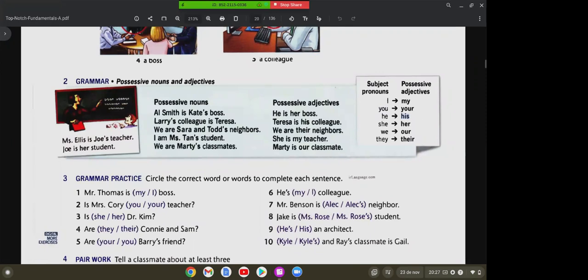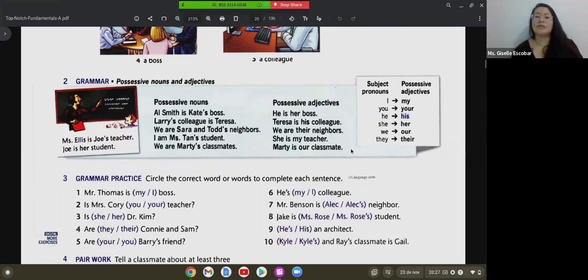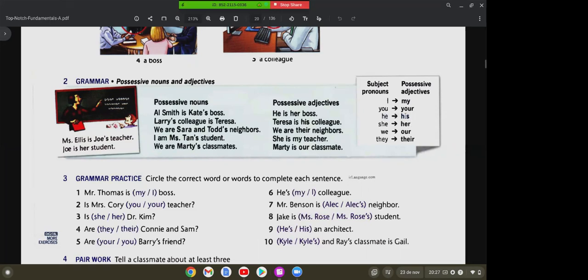He, his. His neighbors. His students. His classmates. Sus compañeros, sus vecinos, sus estudiantes, ¿sí? Básicamente la traducción de este possessive adjective sería sus. Estamos hablando de él, so, sus. His.